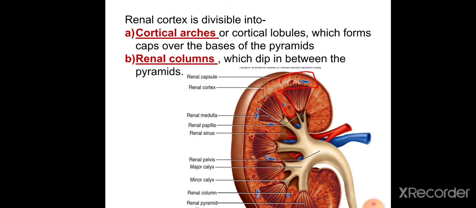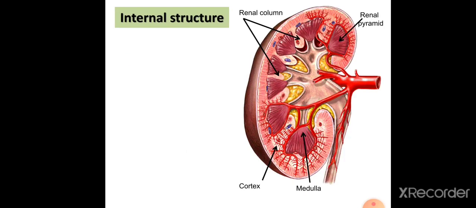Then in the cortex we have two terms, that is cortical arches and the renal columns. Cortical arches are the areas which cap over the bases of the pyramids, and the renal columns are the areas which dip in between the pyramids. So these two structures I have demarcated in the diagram. These are the cortical arches above the pyramid and renal columns between the pyramids.